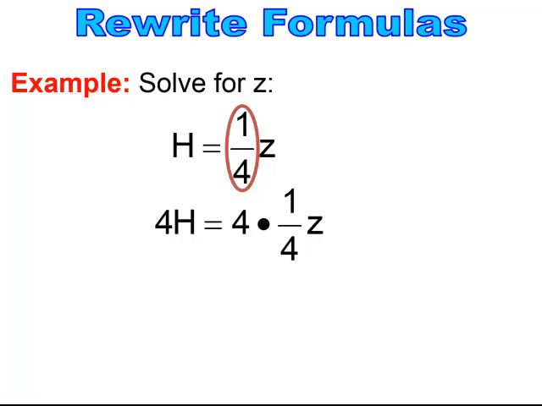Now keep in mind that when you multiply a number to a variable, the number needs to go in front of the variable because it's a coefficient, and coefficients are in front. So our new formula here for z would equal 4 times capital H, or 4 capital H.